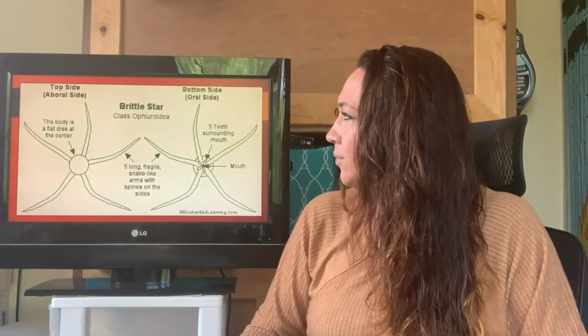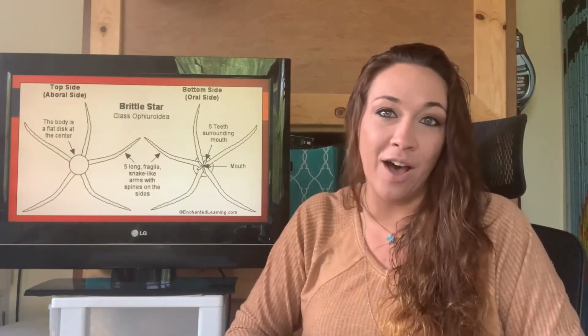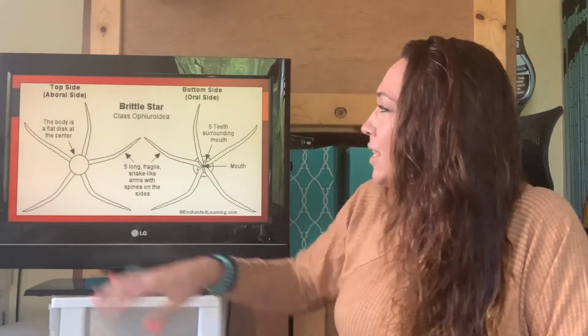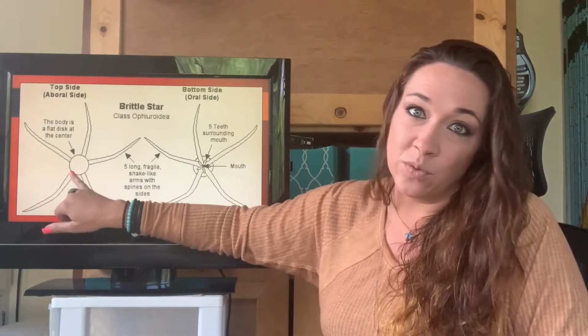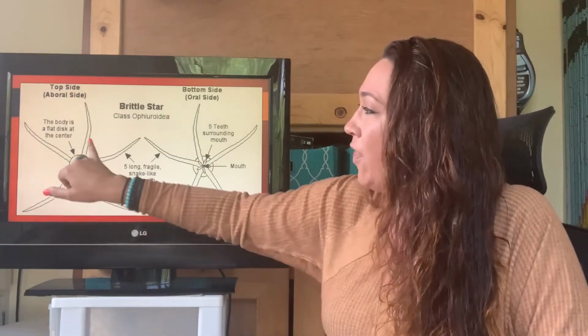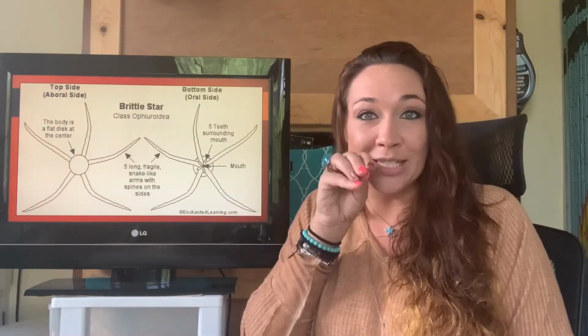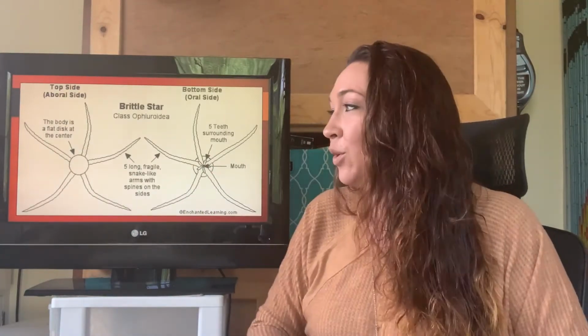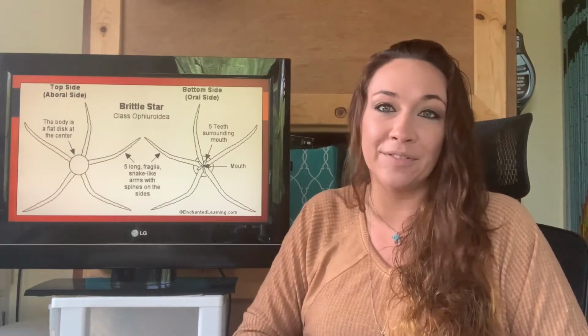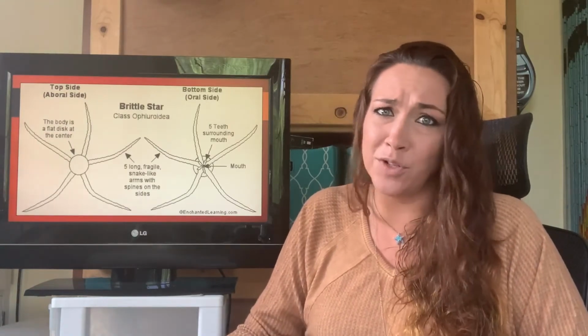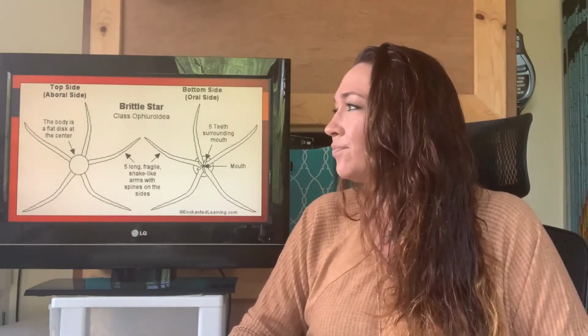What else? Okay, here's the body morphology of a brittle star. You can see the central disc right here. This is where all the important goodies are, and the 5 arms radiating outwards. The mouth is here, and they have these little teeth used for crushing and breaking up food. So very simple body morphology when it comes to brittle stars.